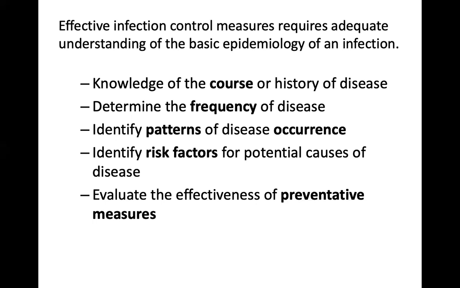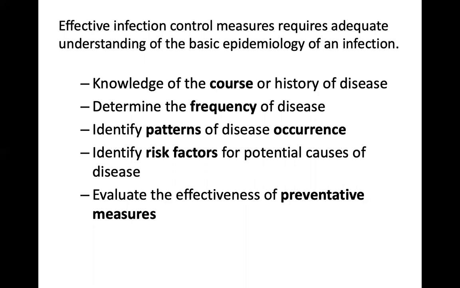With this infection or disease that you're dealing with, you need to understand its epidemiology very well if you want to control its spread, okay? What is the natural course of that disease? What is the frequency? Is it possibly going to cause an outbreak? Are you looking at a possible epidemic? What are the patterns of disease occurrence within that particular community or within a certain age group? Is there a certain pattern of disease occurrence?